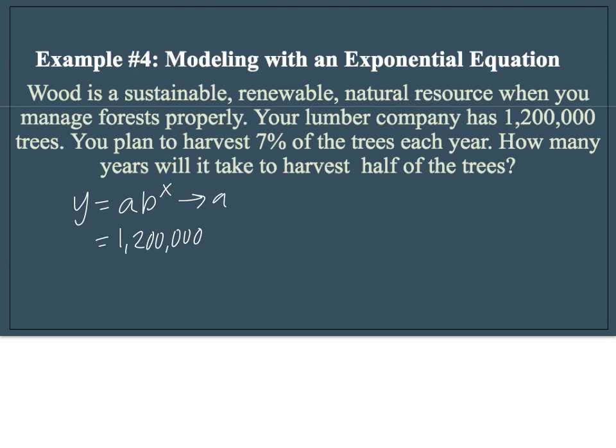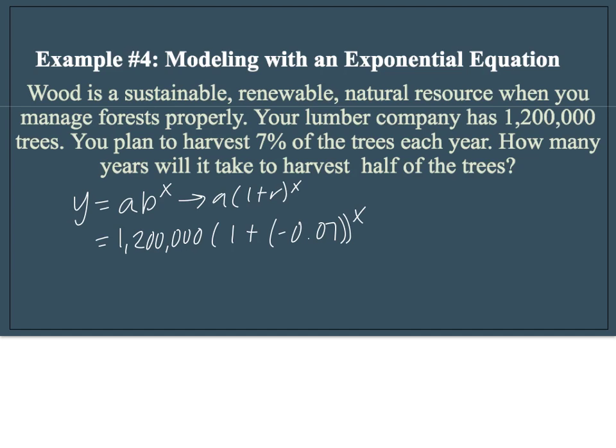Remember, b is the same thing as 1 plus r. So we're going to say 1 plus our rate. Our rate is 7%. And if we plan to take 7% every year, that's really minus 0.07.